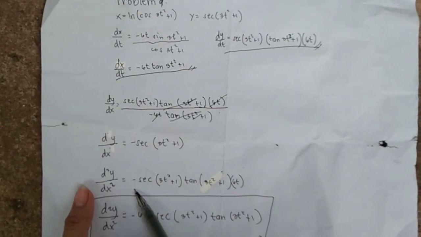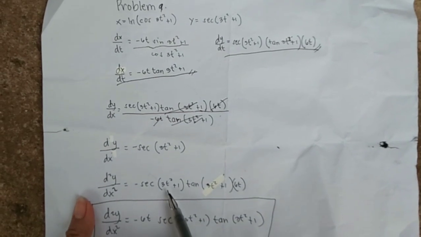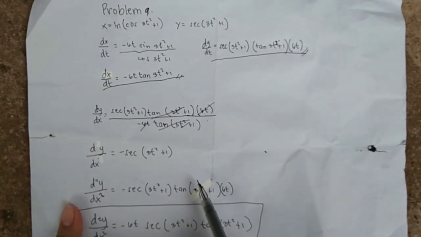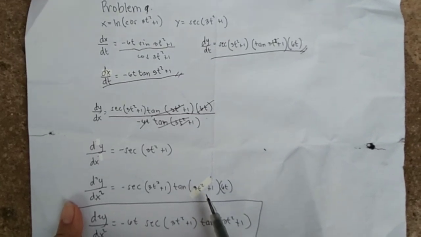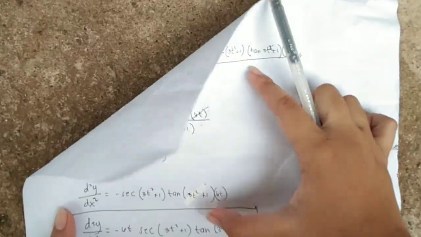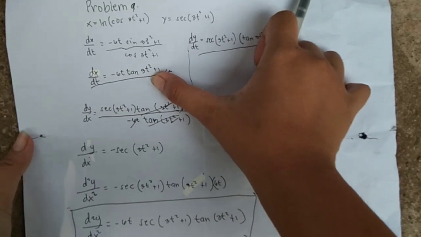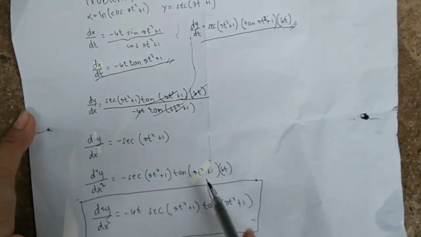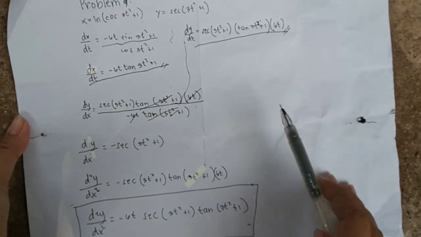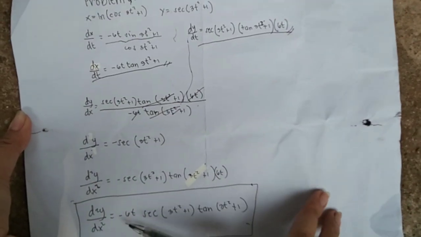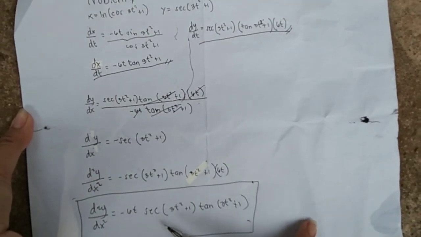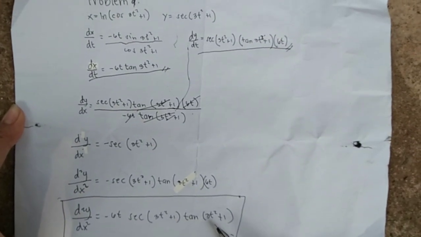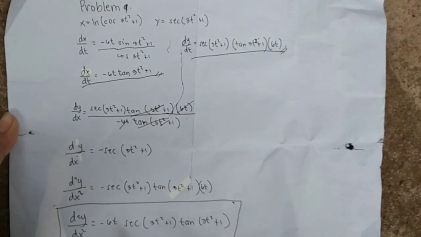So second derivative, negative sec of 3t squared plus 1 times tan of 3t squared plus 1 times 6t. So negative sec times 6t is equal to negative 6t sec of 3t squared plus 1 tan of 3t squared plus 1. So, this is the final answer.